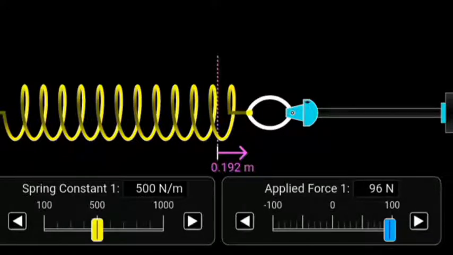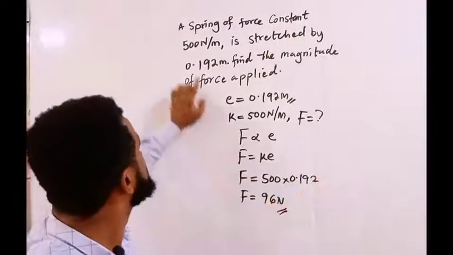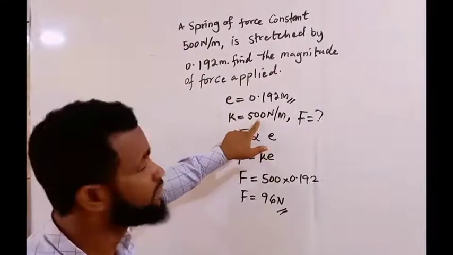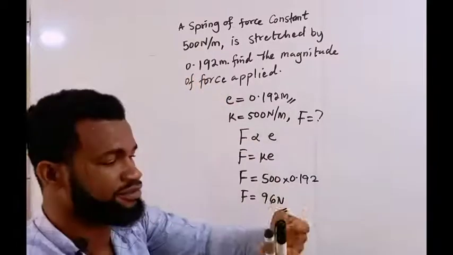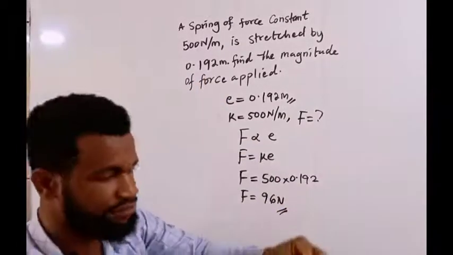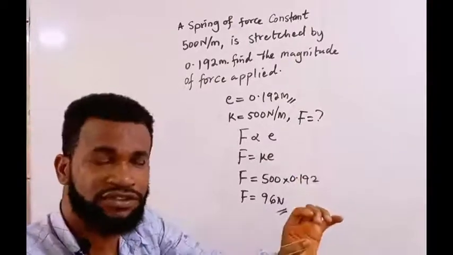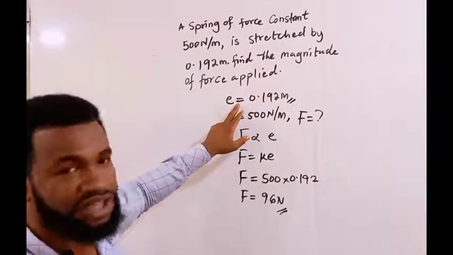And I'm going to show you on a live board. I'm going to do the calculation on a live board. Now look at it as I'm doing it. From this question, this is the force constant, which is given as K. And this is the extension. Remember, if you pull, it will go. The more the force, the more it increases in length. And that is what is called extension.